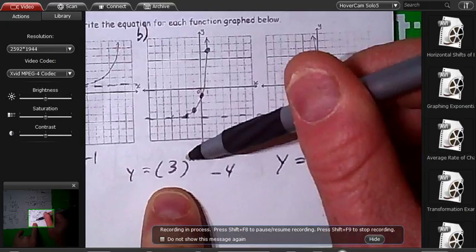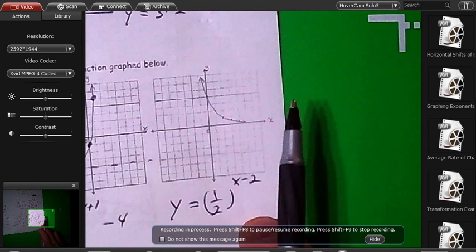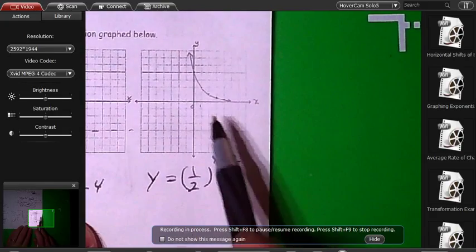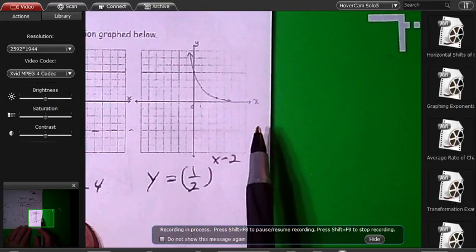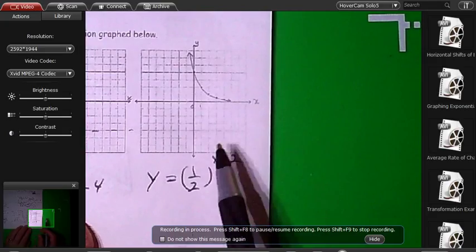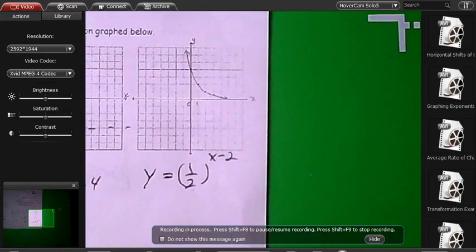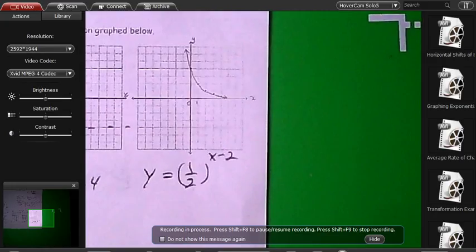All right, this last one is a decay function. Why is it decay? Because notice it's going down to the right. It is basically the opposite of the growth parent. So our base is 1/2, and I'm going to go to the right 2, so x minus 2. I would only ask you to write the function from the graph if I tell you that the a value is 1 and the base is 2.